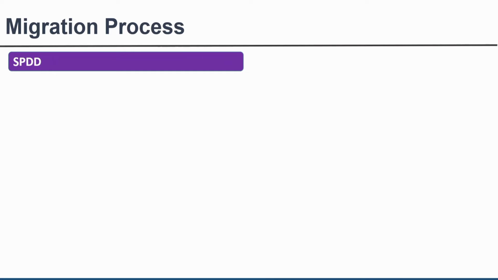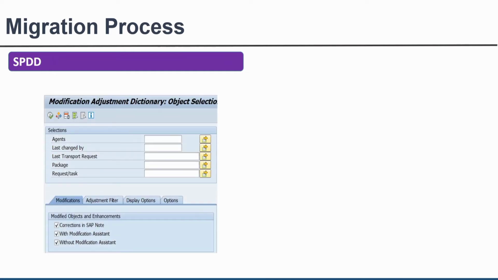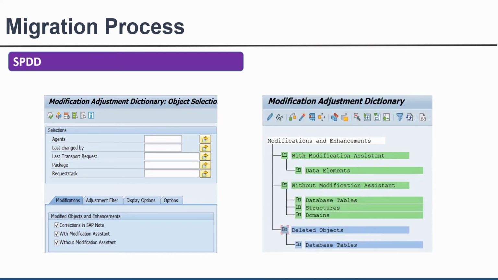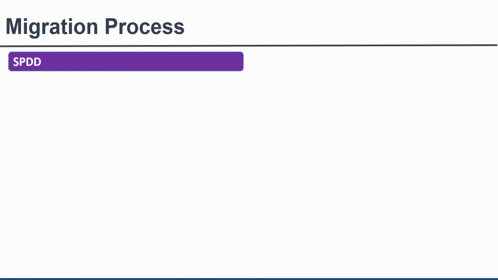When you go to SPDD transaction code, the initial screen looks like this. You need to execute this to get into the objects listed, which is shown in the second picture. In the list of objects provided by SPDD, there will be traffic light indications. These traffic lights have some meaningful description.